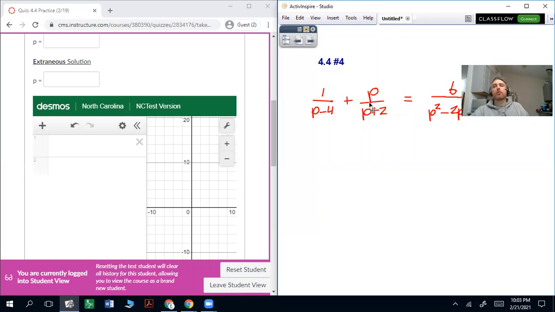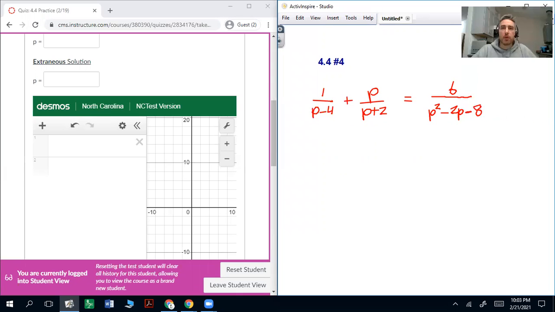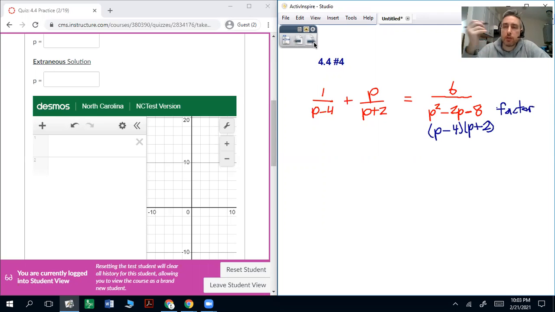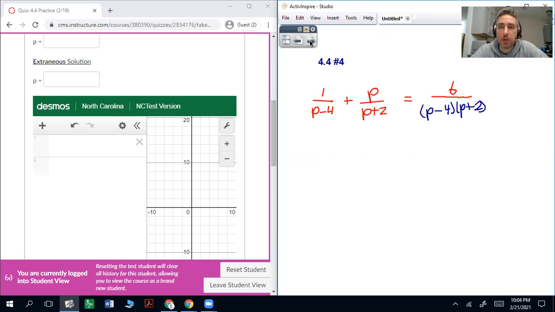Okay, 4.4 number 4. We have 1 over p minus 4 plus p over p plus 2 equals 6 over p squared minus 2p minus 8. We want to first factor the p squared minus 2p minus 8. So -8, two numbers that multiply to -8, -4 and +2 will also add to -2. So p minus 4 and p plus 2, which happen to be the factors underneath your left two denominators, which are perfect.